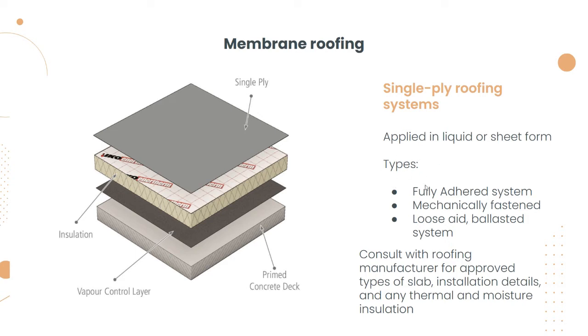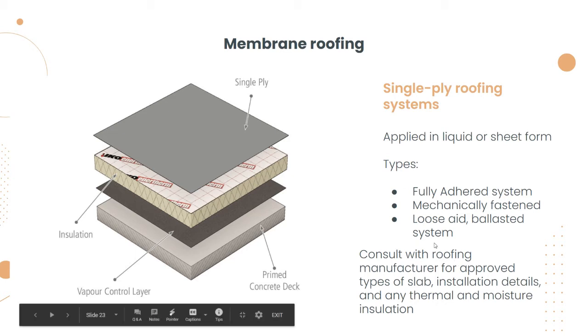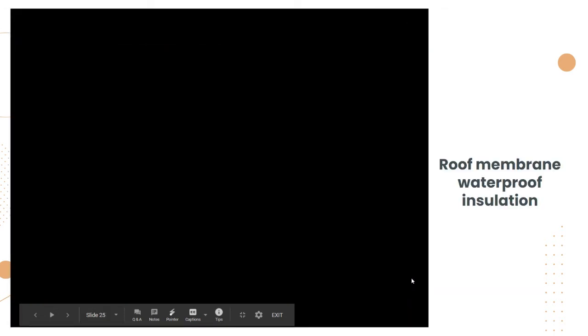There are three types of single-ply roofing systems, which are fully adhered system, mechanically fastened, and loose-laid ballasted system. And for the installations, we must consult with the roofing manufacturer for the approved types of slab installation details and any internal and moisture insulation.